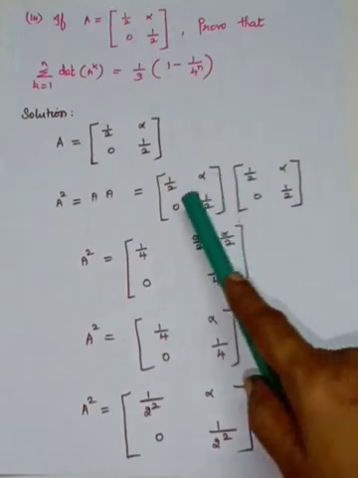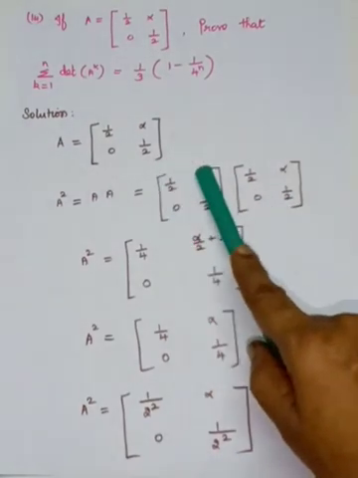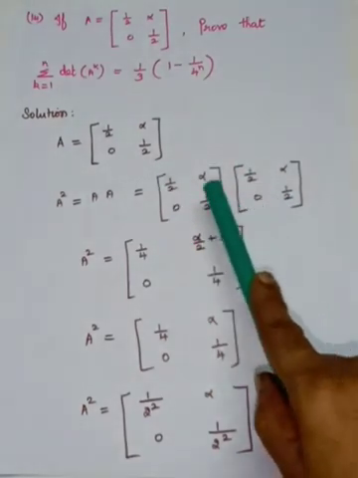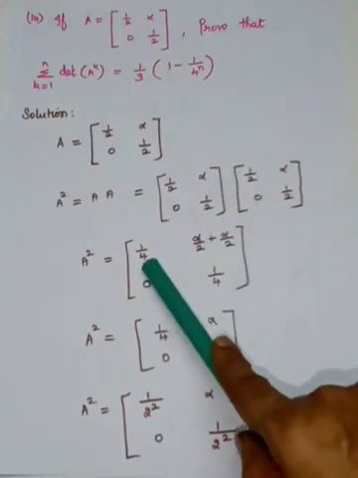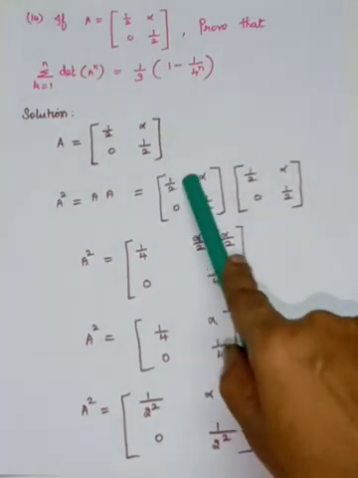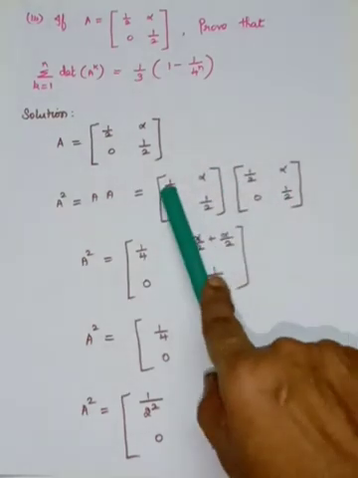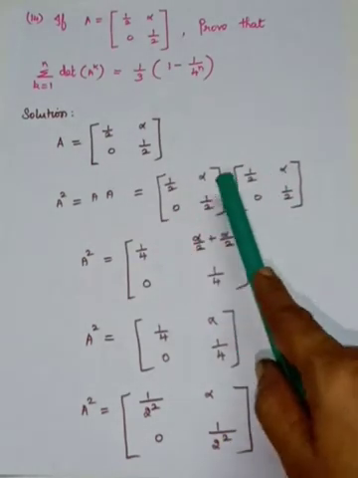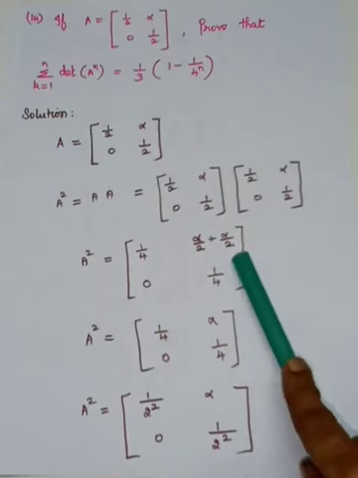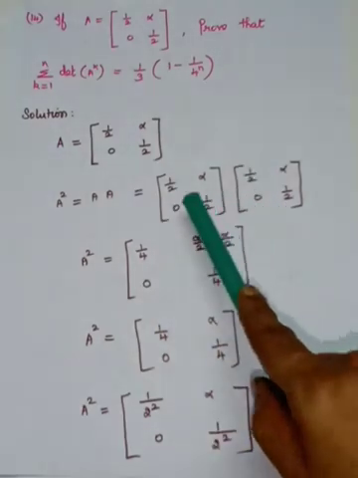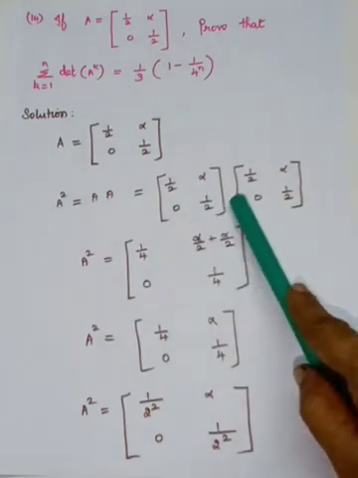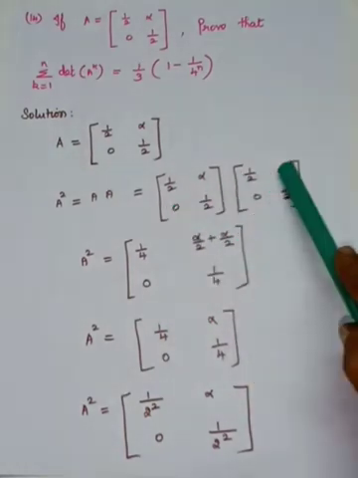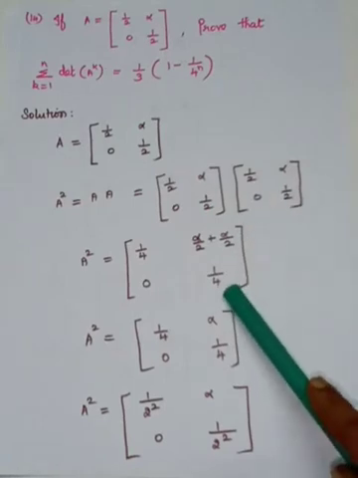So when you multiply these two matrices, first row, first column: 1 by 2 into 1 by 2 is 1 by 4. Alpha into 0 is 0. So you will have only 1 by 4. Next, first row, second column: half into alpha is alpha by 2, plus alpha into 1 by 2 is alpha by 2. Second row, first column: 0 into 1 by 2, half into 0 is 0. Second row, second column: 0 into alpha is 0, and 1 by 2 into 1 by 2 is 1 by 4.